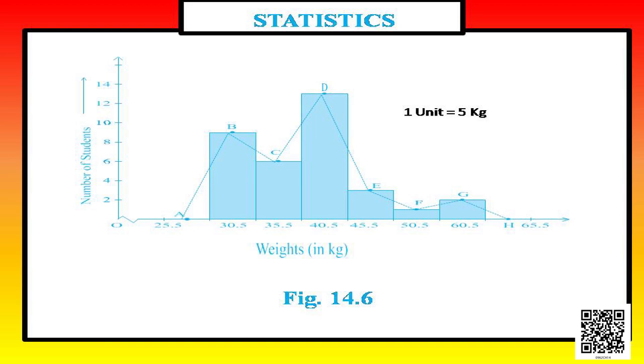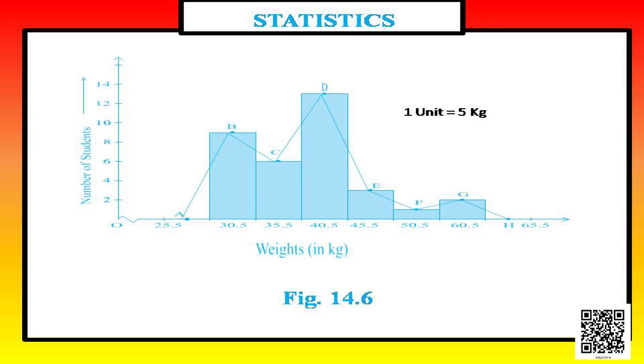On the same figure, see here, in the first bar, that is on top of 30.5 to 35.5, we mark the middle point as B. Similarly, in the next bar on top of 35.5 to 40.5, we mark the middle one as C, and in the third bar we mark the middle one as D, and similarly E, F and G. But for the two end points, since the limit was starting from 30.5, we go one more, that is beyond the limits on both sides. So in the beginning it will be one more column with 25.5 to 30.5, and at the end it will be 60.5 to 65.5, and we mark their middle points as the points A and H.